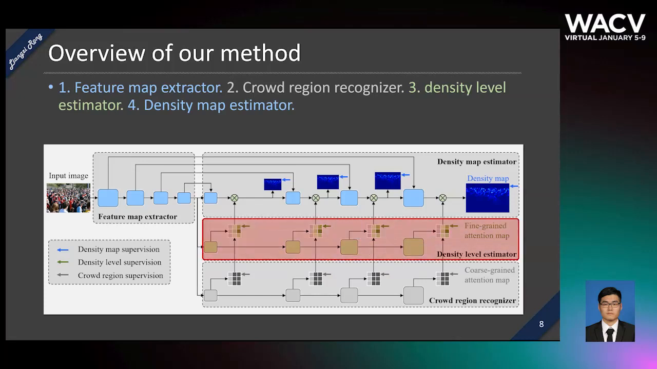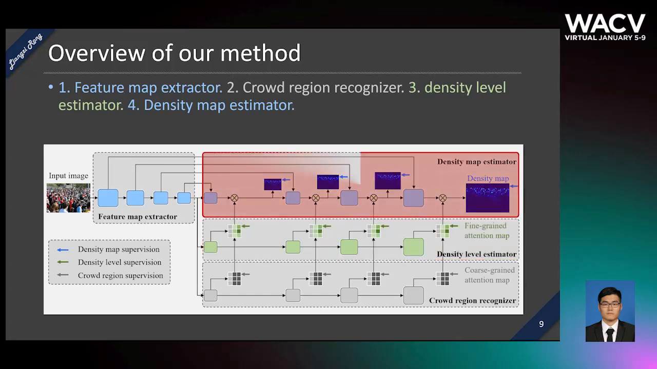The goal of the density level estimator is to further classify the crowd area into different density levels and produces fine-grained attention maps. We divide pixels in the crowd area into 5 categories and consider it as a 6-class classification problem. Ground truth for 2 classification problems is obtained according to the threshold from statistics. The density map estimator is for regressing density maps. Feature maps in this module are refined by coarse and fine-grained attention maps mentioned above, with multiplication at multi-stages.